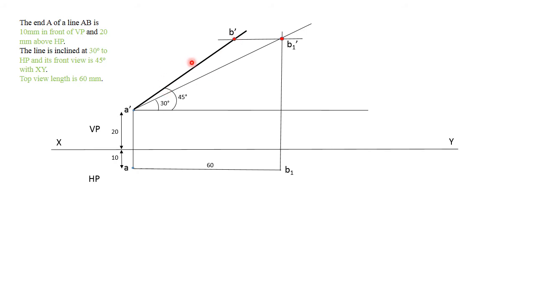So we have got the front view. Okay, next step is we need to get the top view as well. So how do you get it? You can project the line down from B dash, from the vertical plane to the horizontal plane. So I've drawn the line, the projection of B dash.